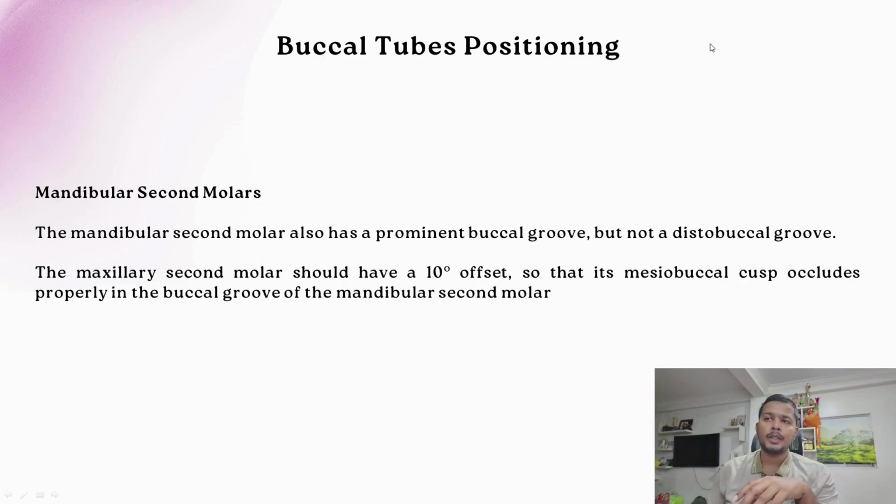And when we put the molar buccal tubes on the mandibular second molars, the mandibular second molar also has a prominent buccal groove but not a distobuccal groove. The mandibular second molar should have a 10-degree offset. The maxillary second molar should have a 10-degree offset, so that the mesiobuccal cusp occludes properly in the buccal groove of the mandibular second molar.